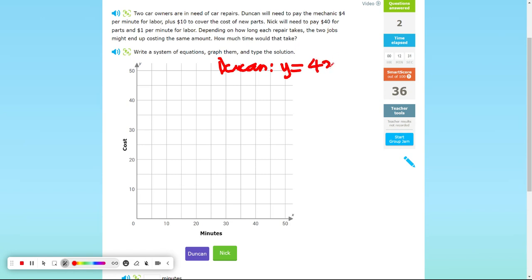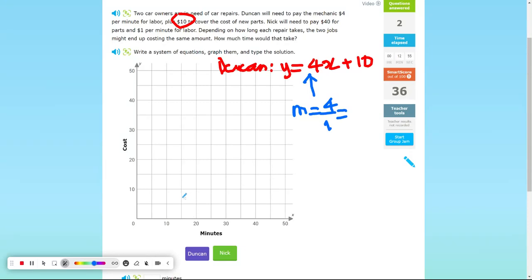So 4 should go in front of X, and plus $10 to cover the cost for a new part. So $10 is set. Let's go and wrap this over here. You can see the slope over here equals 4, so 4 over 1.